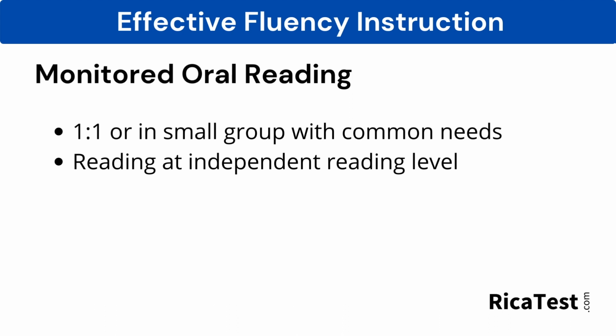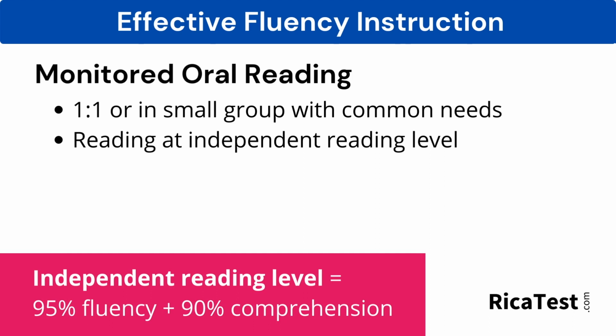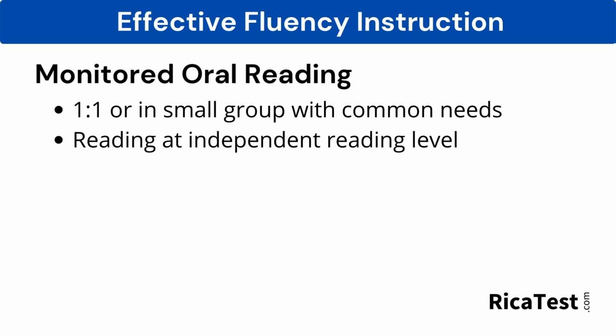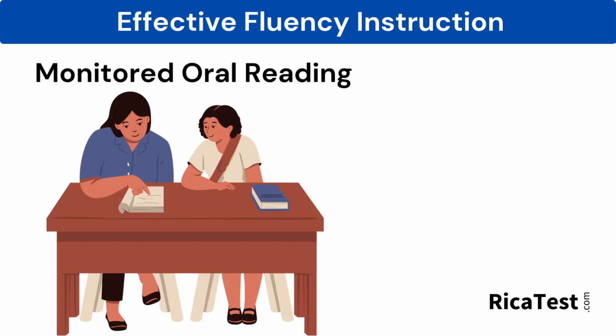The students read from a text at their independent reading level. A quick reminder here, we find a student's independent reading level when the student reads aloud 95% or more of the words correctly and answers 90% or more of the comprehension questions correctly. And lastly, the text being read should be at a short length, which for elementary students, depending on the grade, should be approximately 50 to 200 words in length.